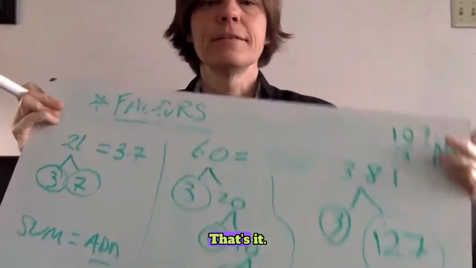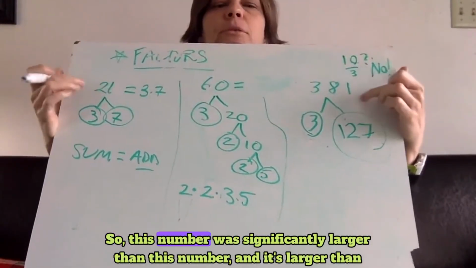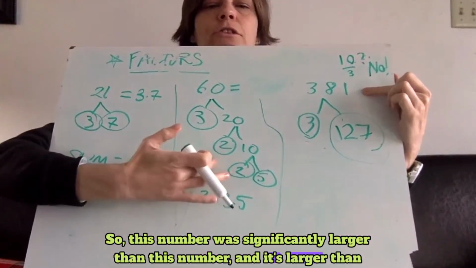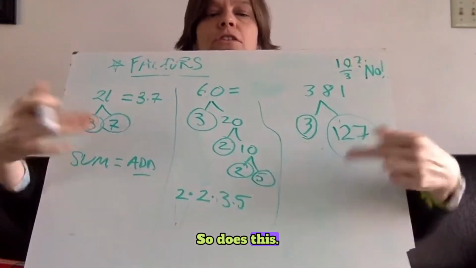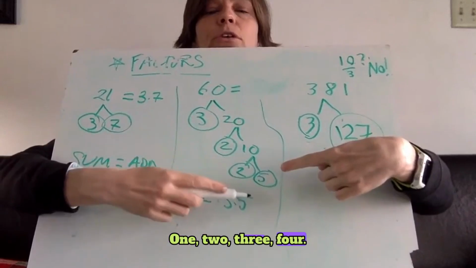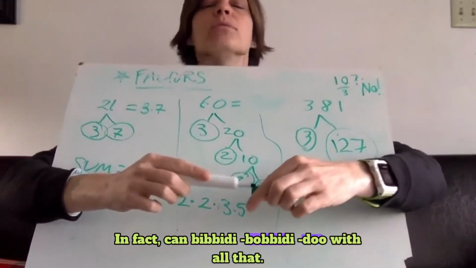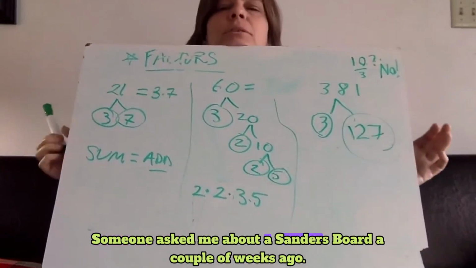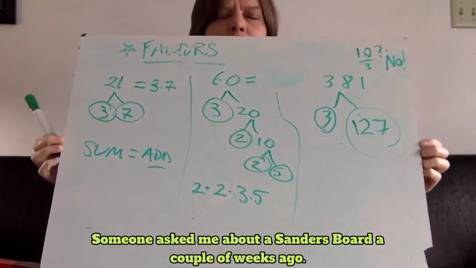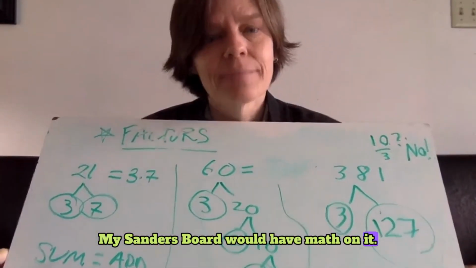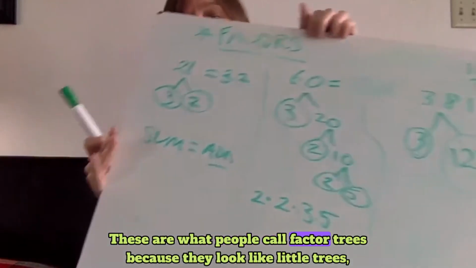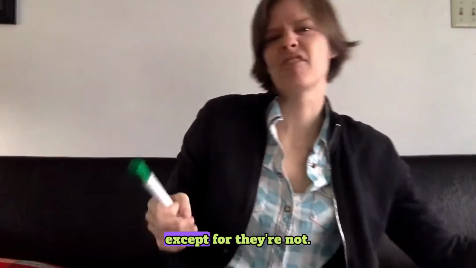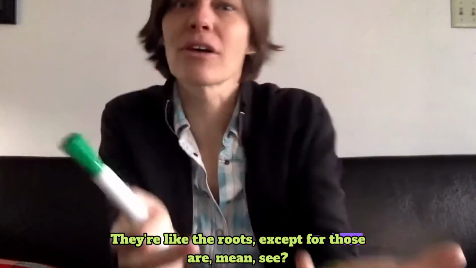Done. That's it. So this number was significantly larger than this number, and it's larger than this one, right? But this only has 2 factors. So does this. This one has many: 1, 2, 3, 4. And in fact, you can bibbidi-bobbidi-doo with all that. Someone asked me about a sandwich board a couple of weeks ago. My sandwich board would have math on it. So these are prime factorizations. These are what people call factor trees because they look like little trees, except they're not. They're like the roots, except those aren't. I mean, see, vocab matters.